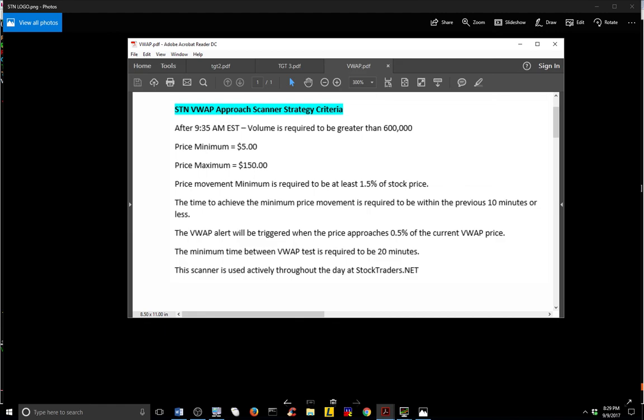The VWAP alert will be triggered when the price approaches 0.5% of the current VWAP price. The minimum time between VWAP tests is required to be at least 20 minutes. And this scanner is used actively throughout the day at StockTraders.net. Let's review.